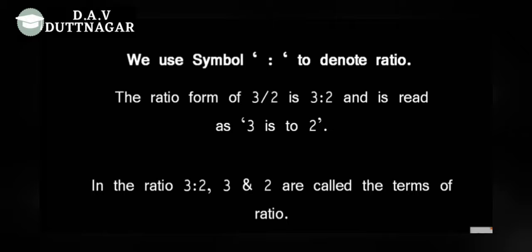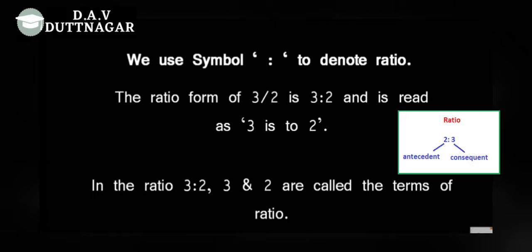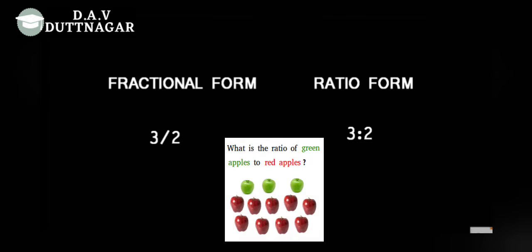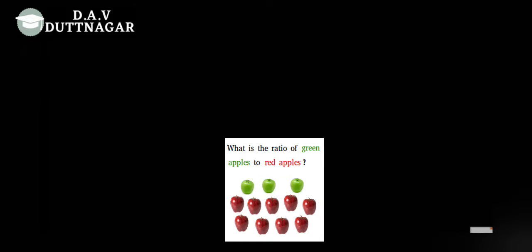The ratio form of 3 upon 2 is 3 is to 2, and in the ratio 3 is to 2, 3 and 2 are called the terms of the ratio. The first term is called antecedent and the second term is called consequent. So the fractional form is 3 upon 2 and the ratio form is 3 is to 2. Now you can find the ratio of green apples to the red apples, which is 3 is to 9.